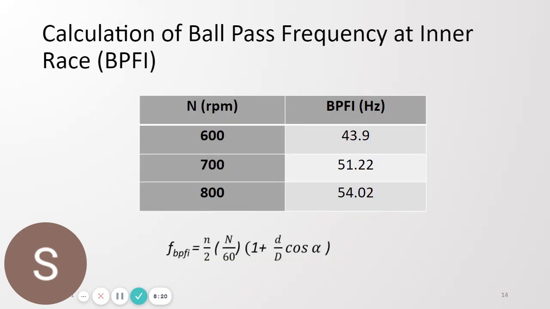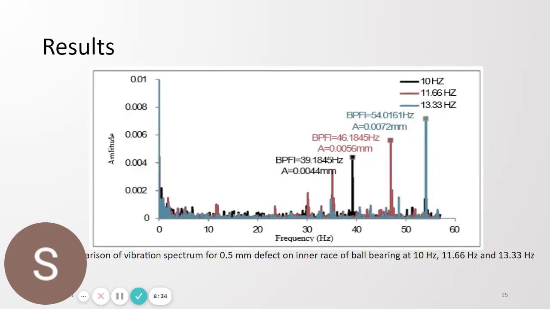Calculation of ball pass frequency at the inner race. Theoretically, the values of BPFI were calculated, which are as shown in the table. So we have the RPM, we have the BPFI, and we have the formula used.